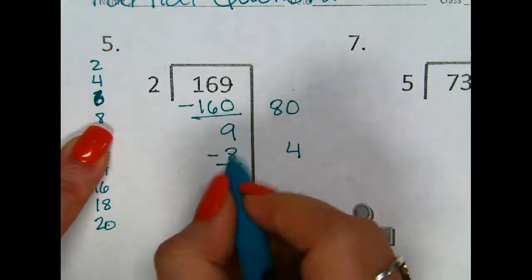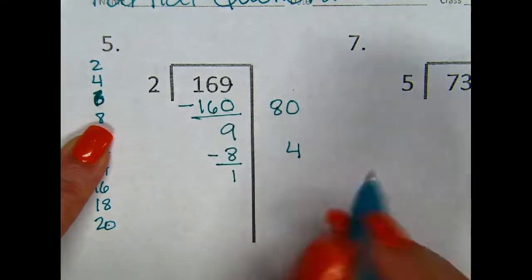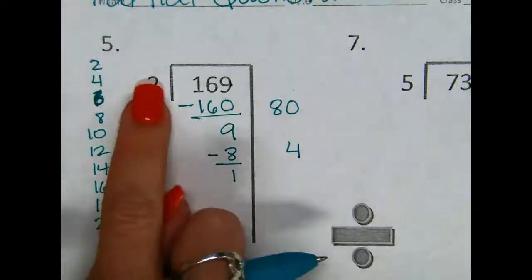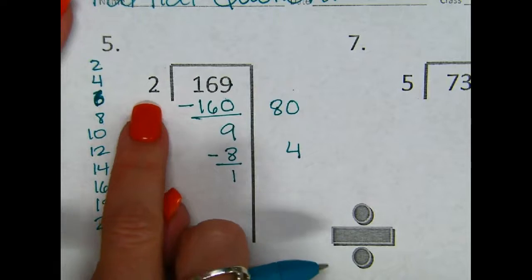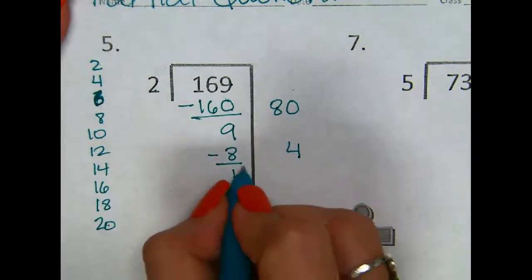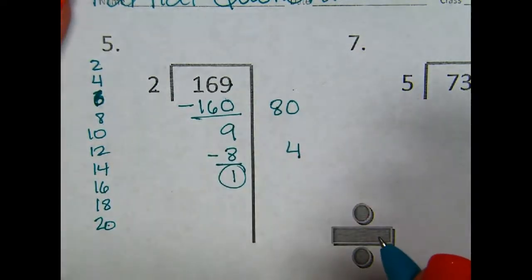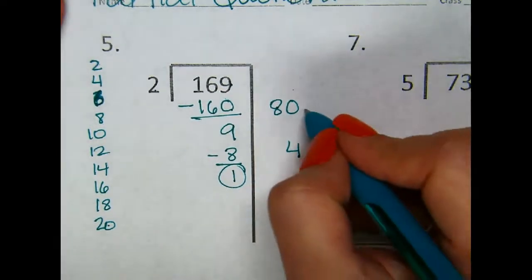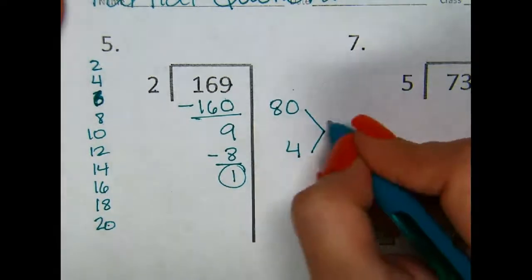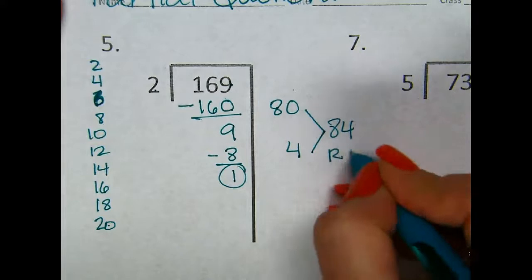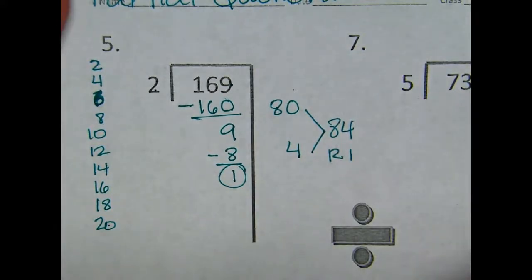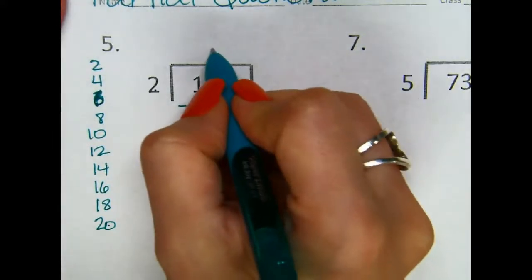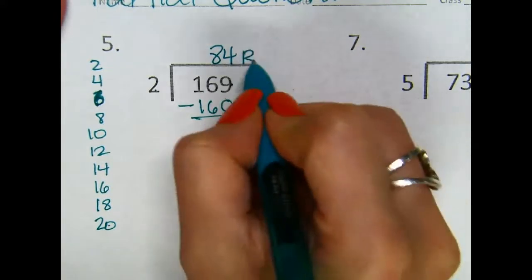Take that out. What would you have left? 1. Okay. So if you have 1 left, can you make a group of 2? No, you do not have enough. So this is why this is called your remainder. So let's put this back together. 84 remainder of 1. That's right. 84 with a remainder of 1. If you want to put your answer up top, you can. It's 84 remainder 1.